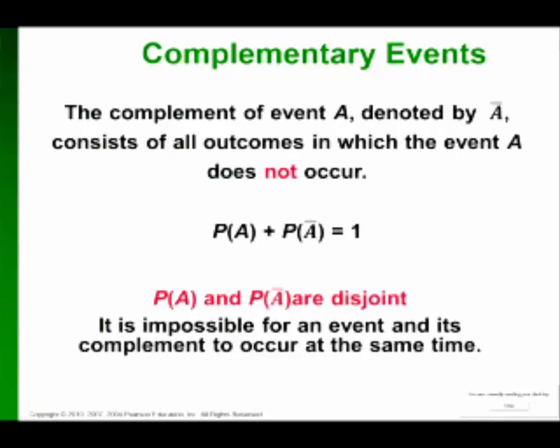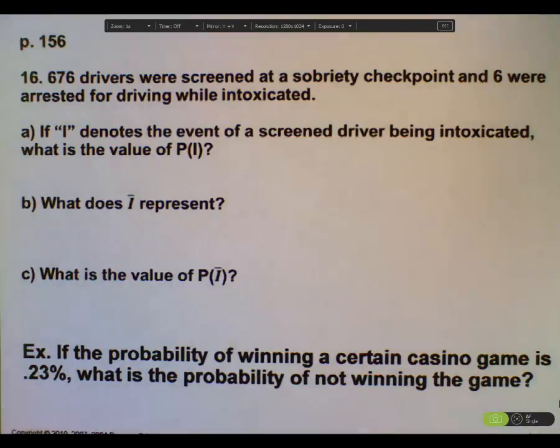So from now on, if I just walk up to you in the hall and flash a flashcard A with a bar over it, you go, that's a complement. A and its complement are disjoint. That makes sense. They can't happen at the same time. Let's look at an example involving complements.